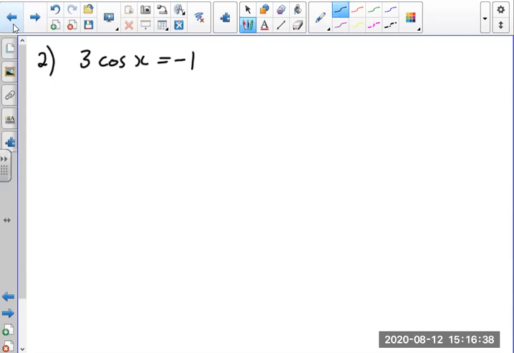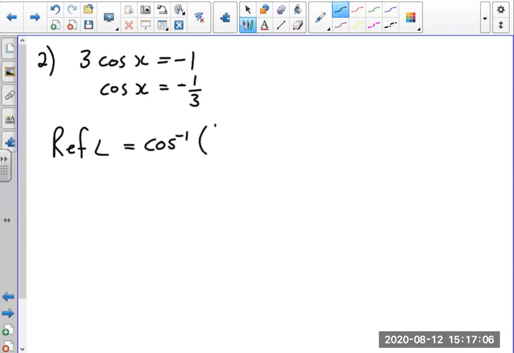Now let's do the reference angle method first. So you divide this 3 away to get cos x alone. So that gives you minus a third. Now, if you work with the reference angle method, you must say reference angle is equal to shift cos. But now you must remember to throw away the minus. You must just take the positive. So shift cos a third, because your reference angle is always an acute angle. So that will be 70,53 degrees.